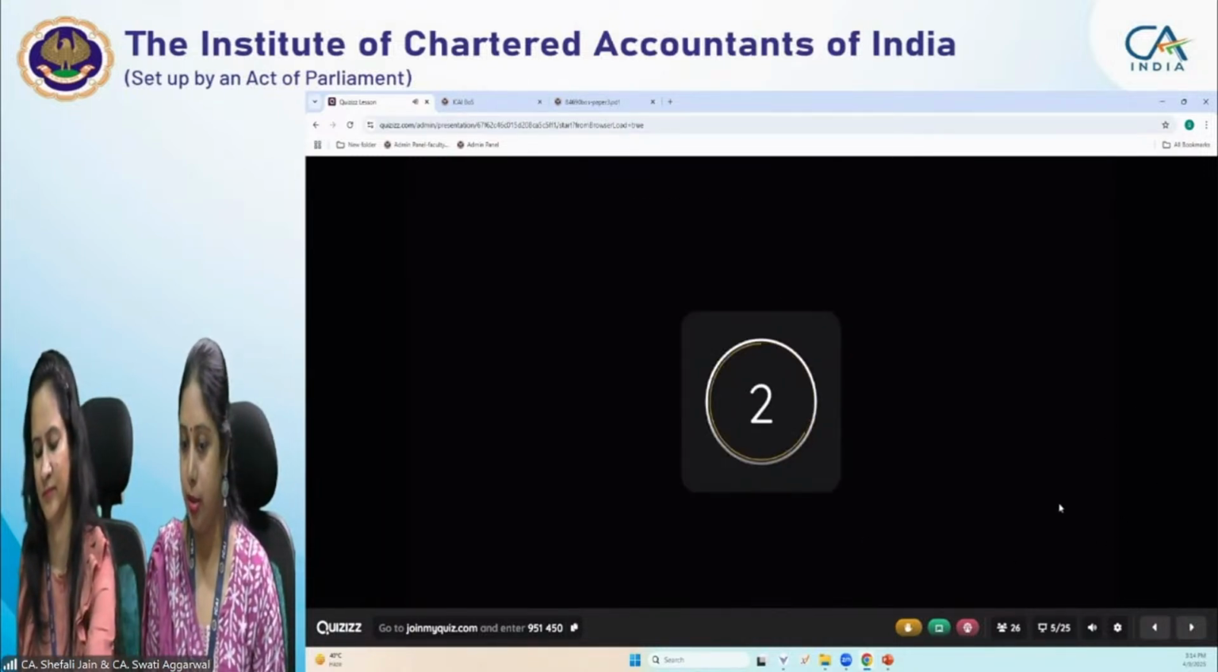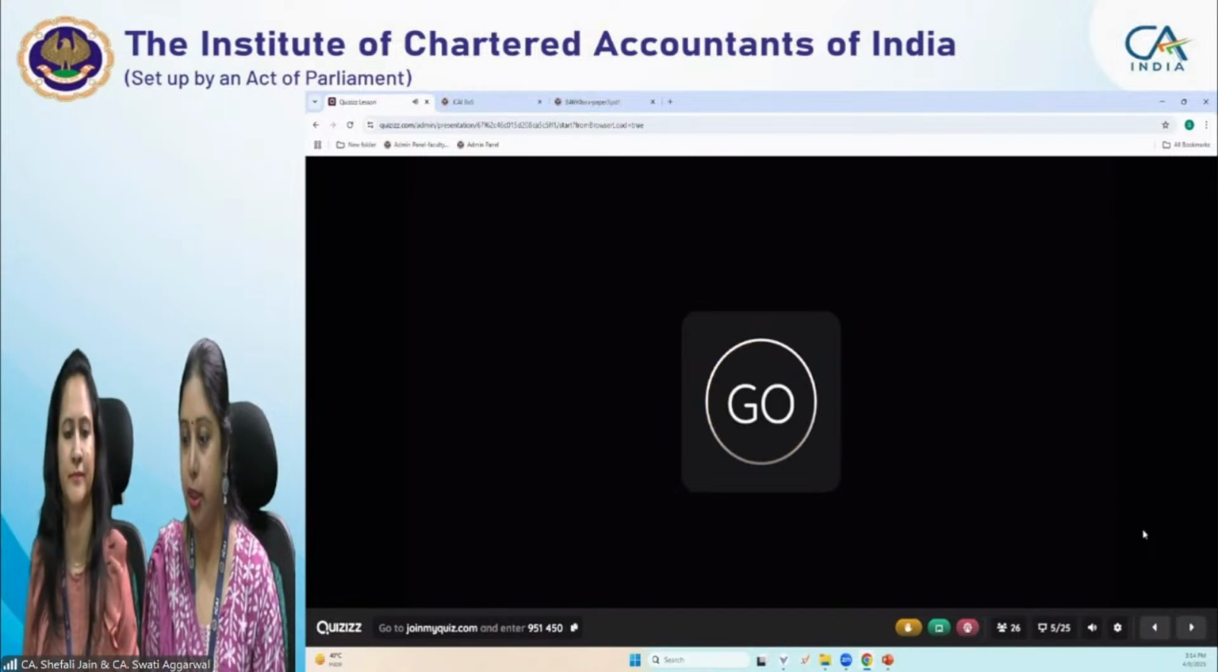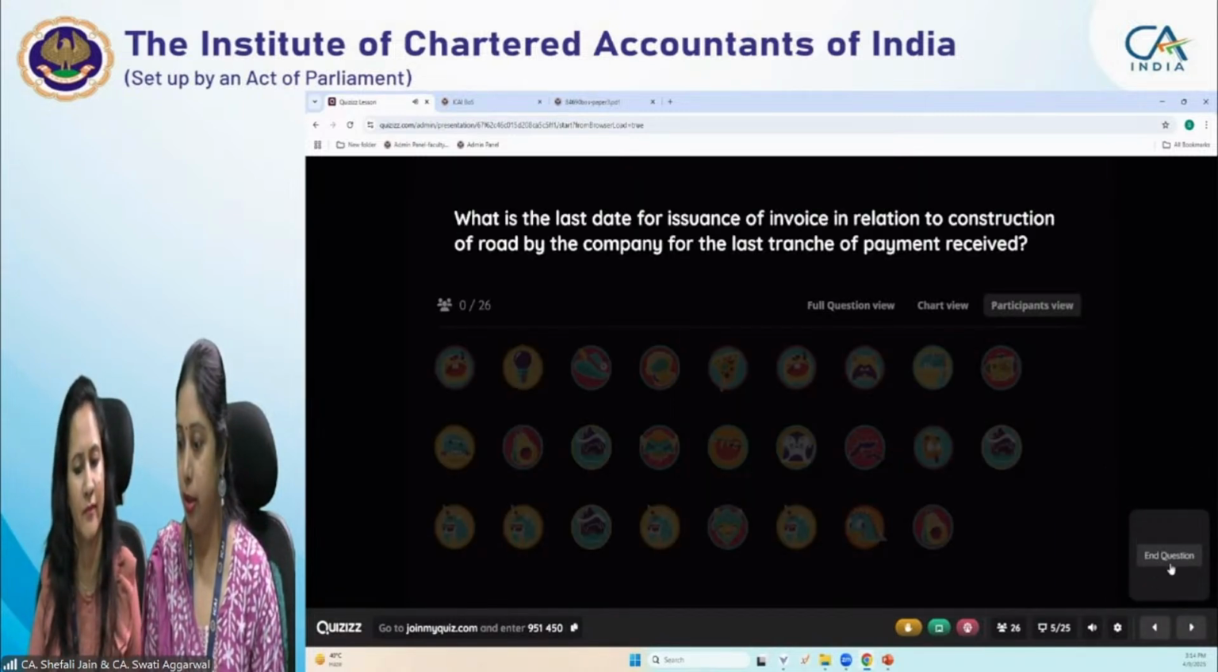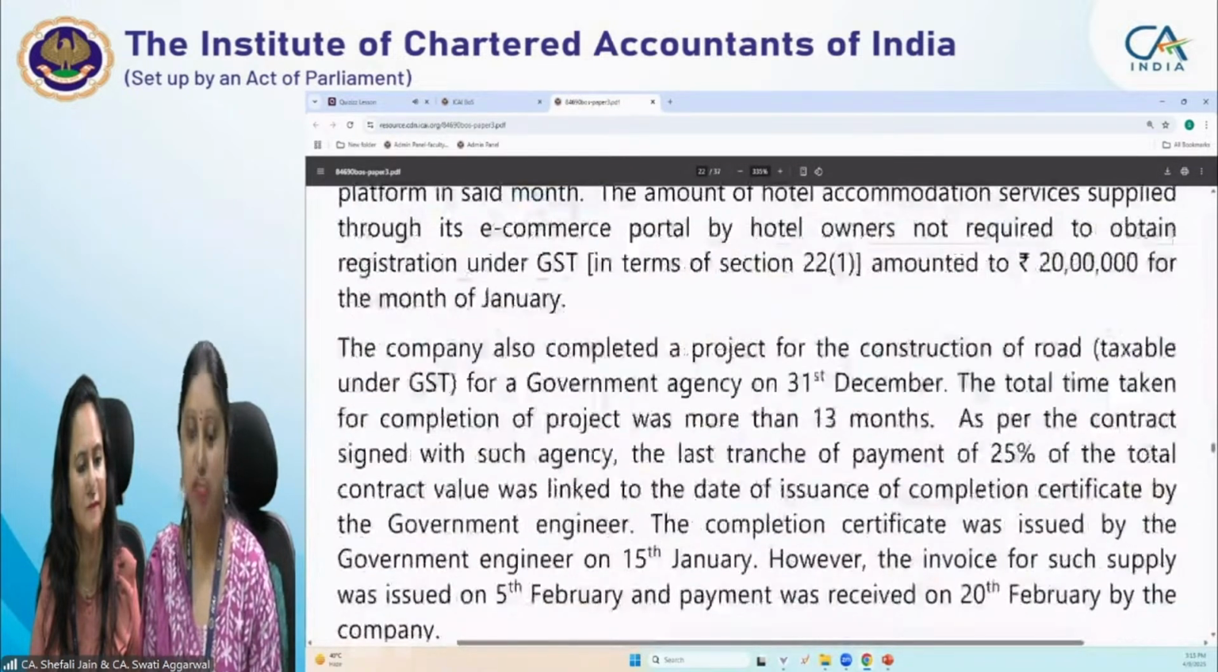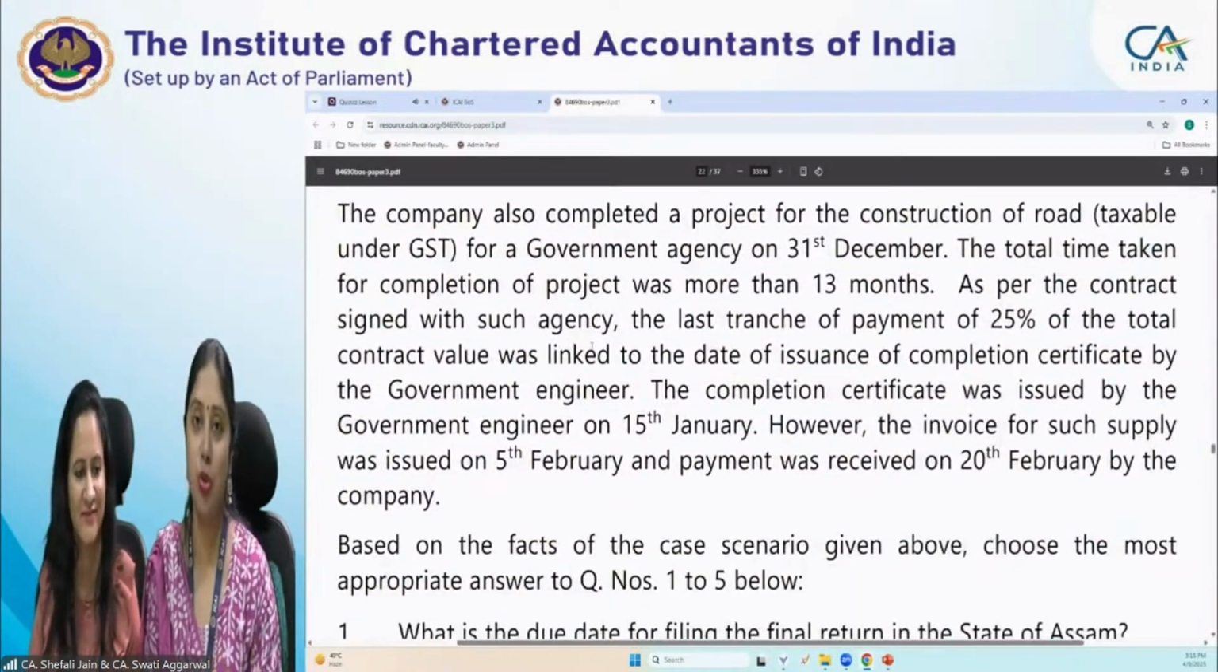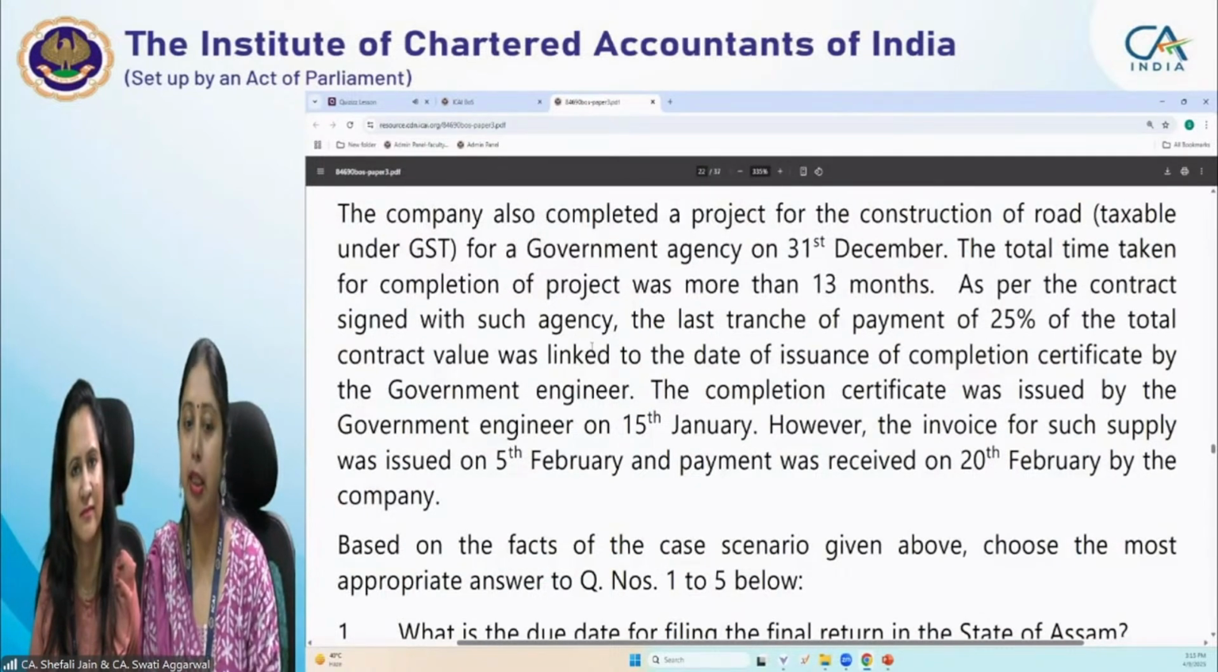In fact, let's stop the timer, because this question I forgot. I have to show you the relevant point also. Yeah. So I forgot to show you the relevant information, but still we'll not have any timer for this question. Let us see the information.